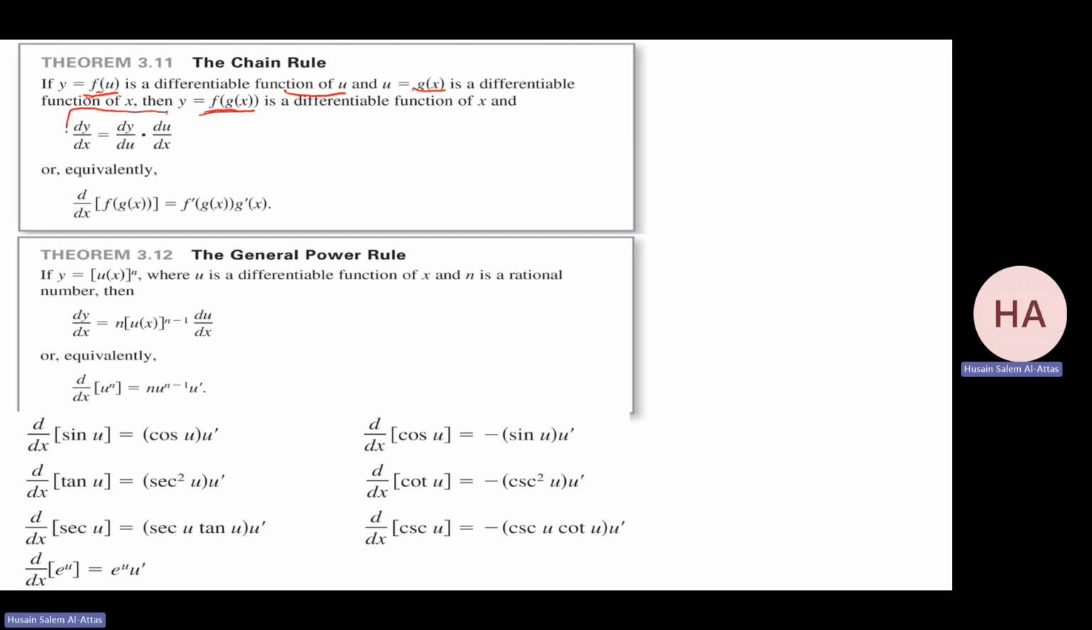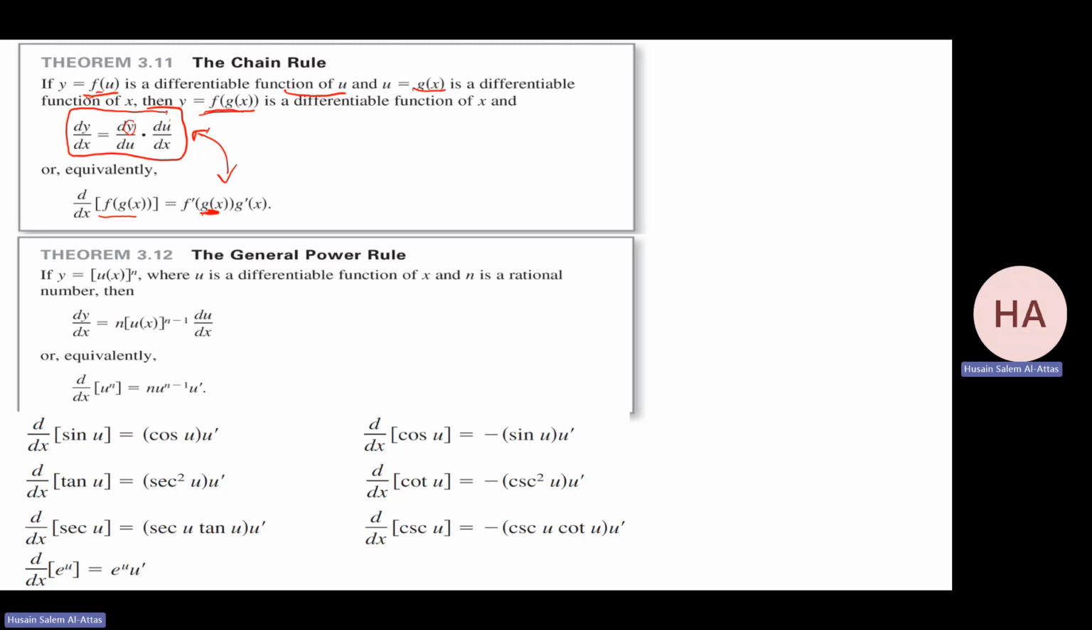We have what's called Leibniz notation, where you have dy over dx equals dy over du times du over dx. You can always remember it like this, as if you are canceling the du. Or you can write the derivative of f of g of x, which is f prime at g of x, the derivative of y with respect to u, times the derivative of u, which is g prime at x. Or in other words, you have f prime at g of x times the derivative of the things inside. So these are two different ways to represent the chain rule.